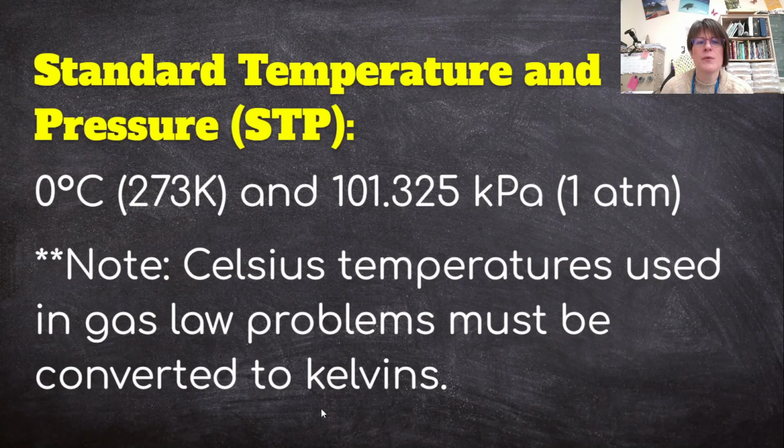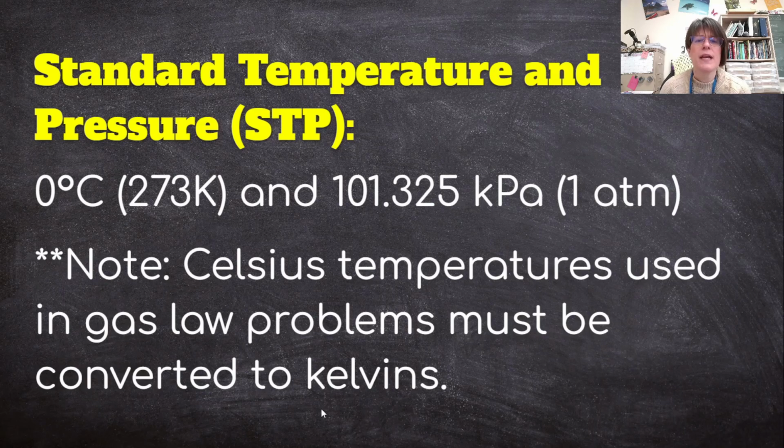So the first thing we have to know is that there is a condition called STP. This is standard temperature and pressure. So whenever you see STP, you are going to know that the standard temperature is 0 degrees Celsius, which is also 273 Kelvin, and 101.325 kilopascals, which is also 1 atmosphere.